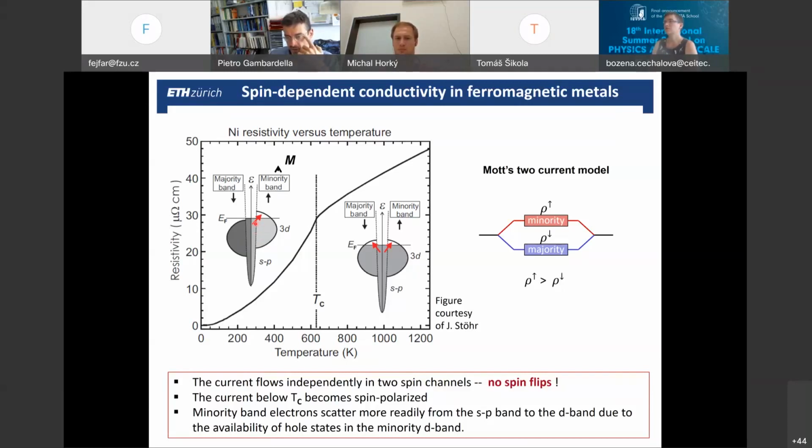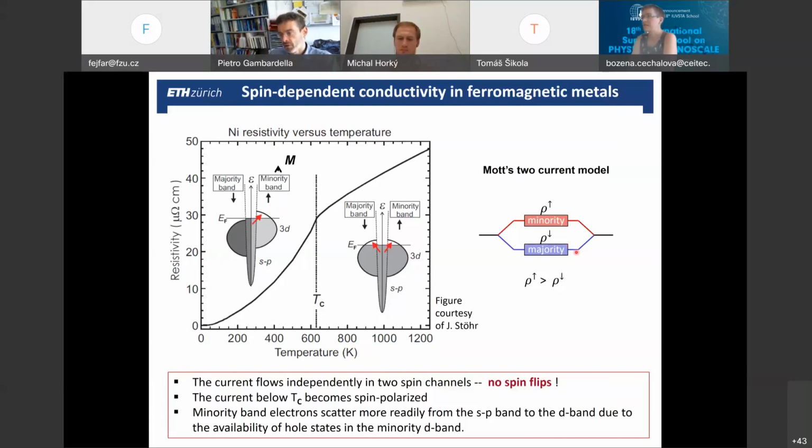And so electrons with a minority spin orientation, like you see here, can scatter from an s to a d state because there are empty states available in the minority band here, which is not possible for the majority band because the d states are all filled or mostly filled. So that means that minority spins scatter more than majority spins.